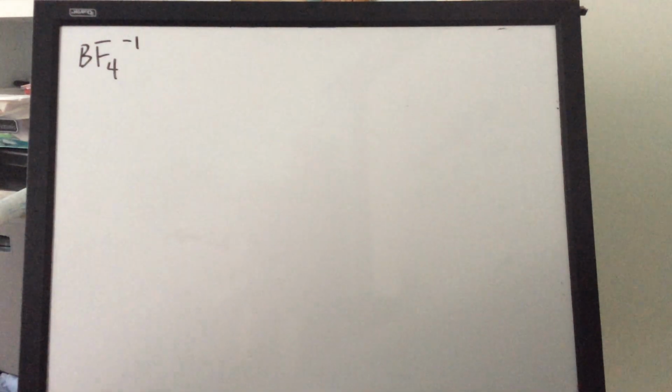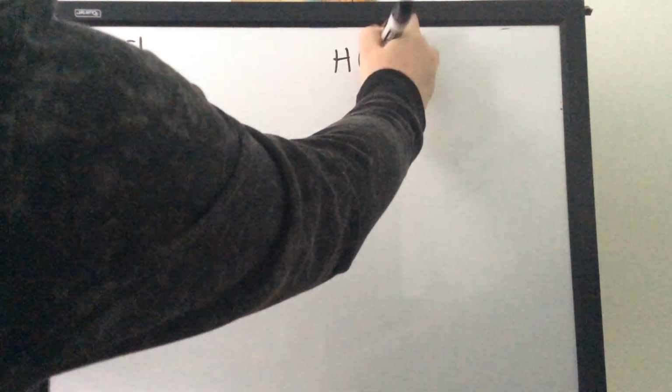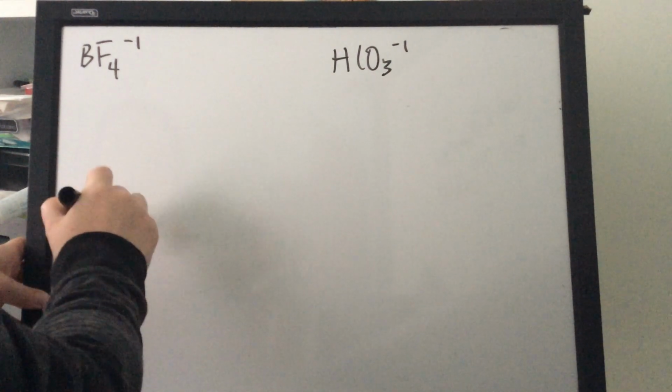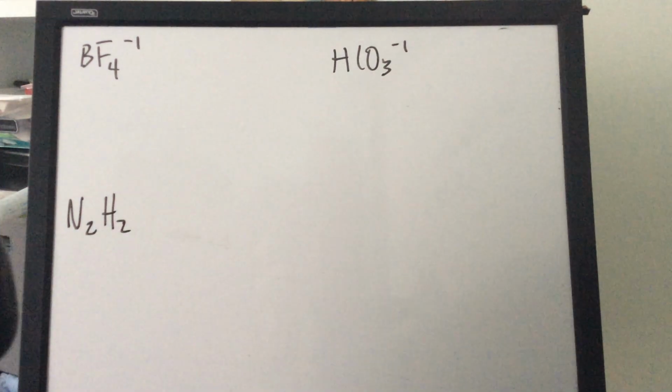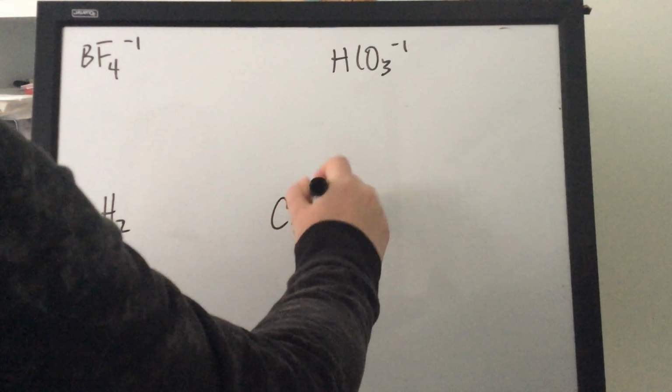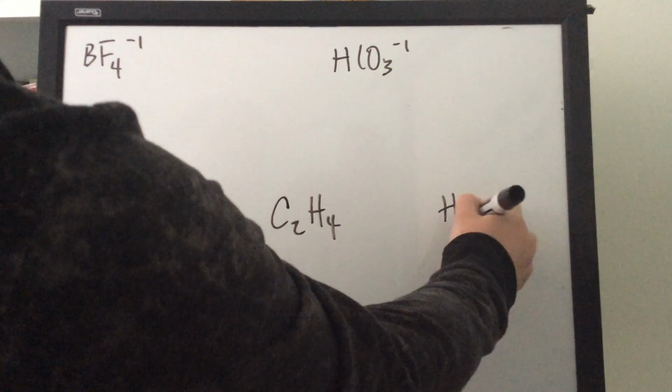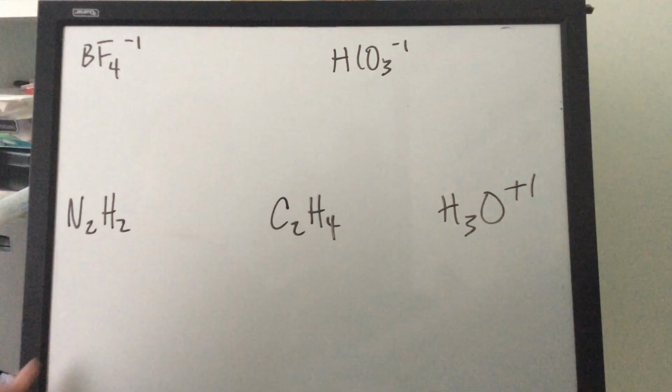Okay, so BF4 minus 1, HCO3 minus 1, H2C2H4, and H3O plus 1. Okay, so here we go.